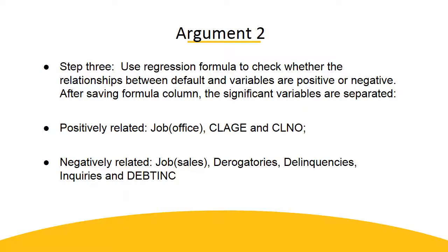And our third step is using the regression formula to check whether the relationships between default and the variables are positive or negative. And after saving the formula column, the significant variables are separated. Those positively related to default are job office, credit line age, and credit line NO. And those negatively related to default are job of sales, derogatories, delinquencies, inquiries, and debt INC.